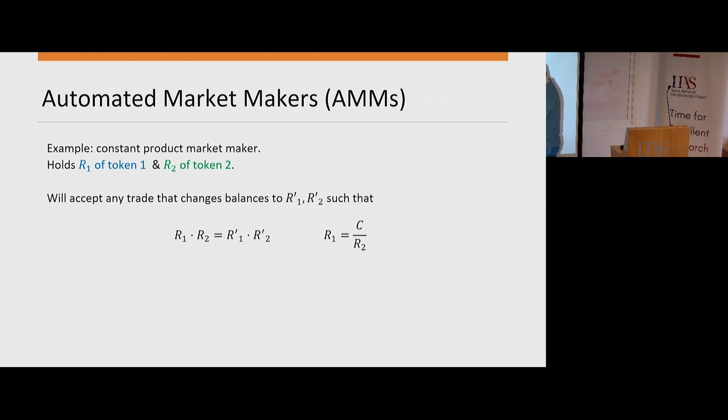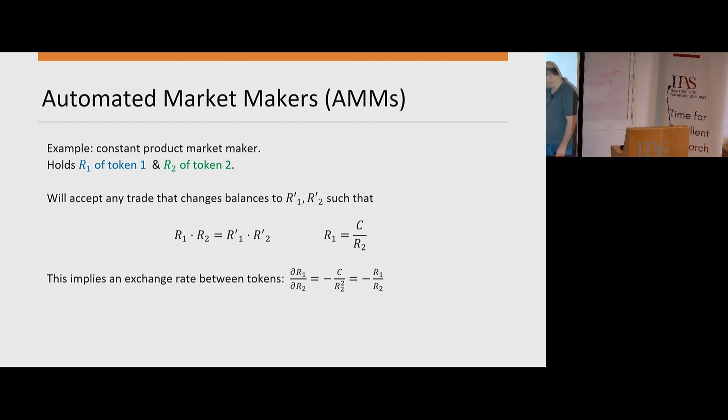And this implies that the invariant it's keeping is R1 = C / R2, for whatever C is. And this implies an exchange rate between the two tokens, right? If you want R2 tokens, what should you give in R1s? So you just derive dR1/dR2. You differentiate this: it is -C / R2², and C / R2 is just R1. So this is -R1 / R2.